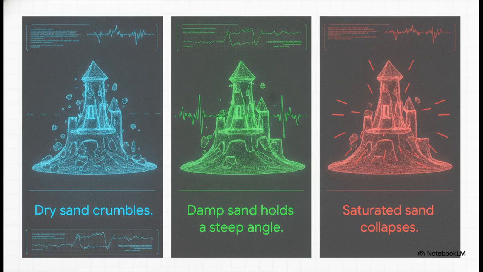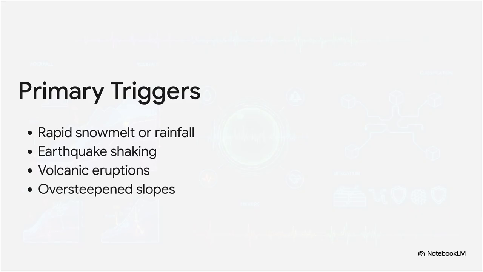This exact same principle applies to massive mountainsides. Let's review the primary triggers that inject this instability. Increased water content from rapid snowmelt or intense rainfall is definitely the most common trigger. But we also have seismic events. For example, the massive 1959 Hebgen-Rake rock slide in Montana was triggered by earthquake shaking that violently weakened the slope's shear strength. And then we have oversteepened slopes.